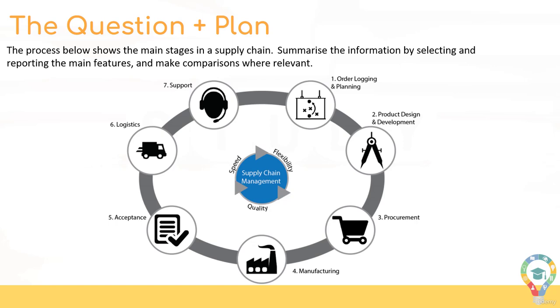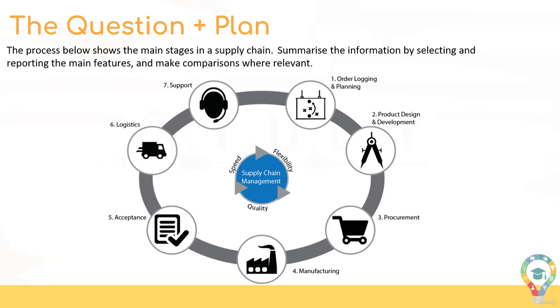We have order logging and planning, and then it moves on to product design and development. We have procurement, then manufacturing, acceptance, logistics, and support. So I would say that this really is quite a normal looking process diagram. We have 7 stages, and we can see quite clearly that there is a structure to what is happening. So we begin with an order of something, and then it finishes with some kind of customer support.